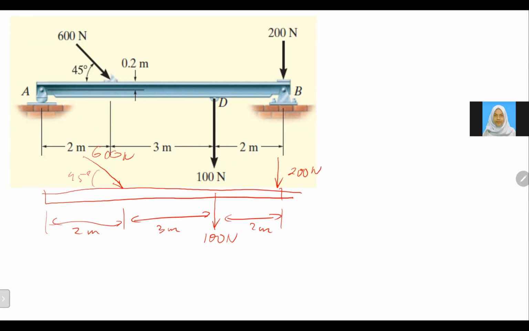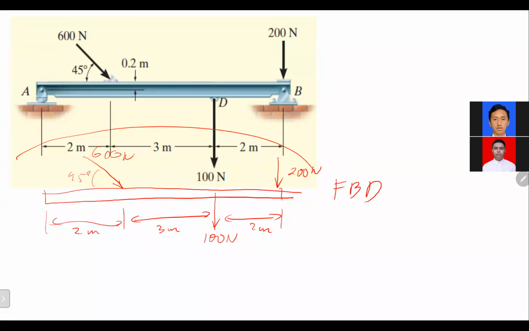Okay. Thank you, Adila. Now, Rafi. Hello, Rafi. Yes, sir. Rafi, I'm asking you now. Does my free body diagram, this one, is it already complete, Rafi? I don't think so. What is lacking there? We need to add external forces to represent the hinges in A and B.